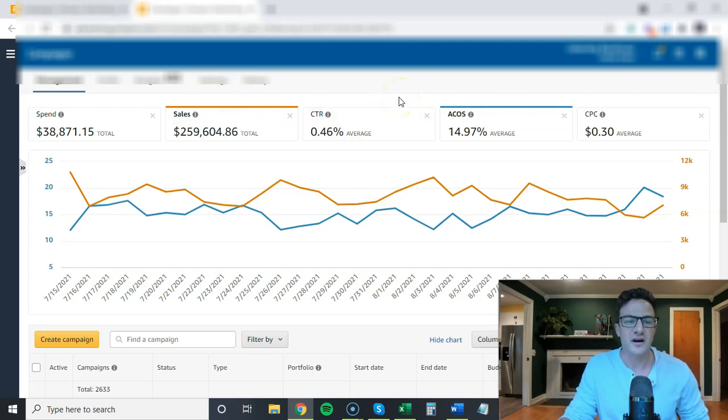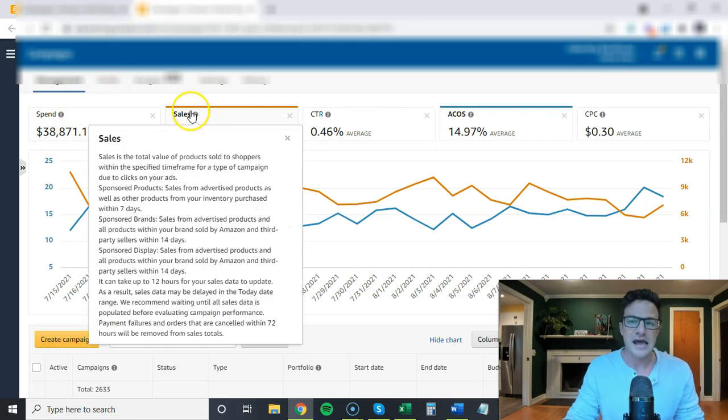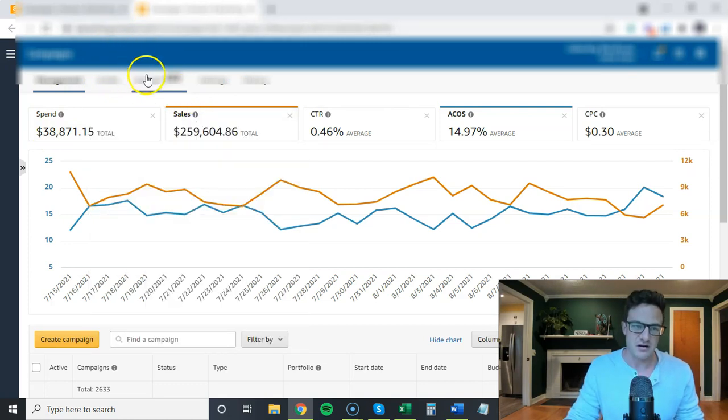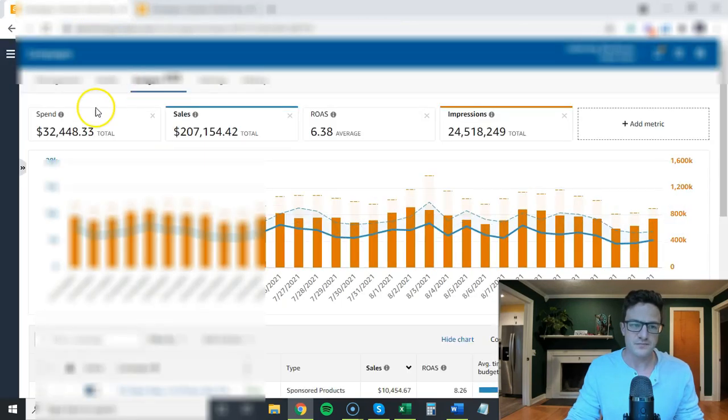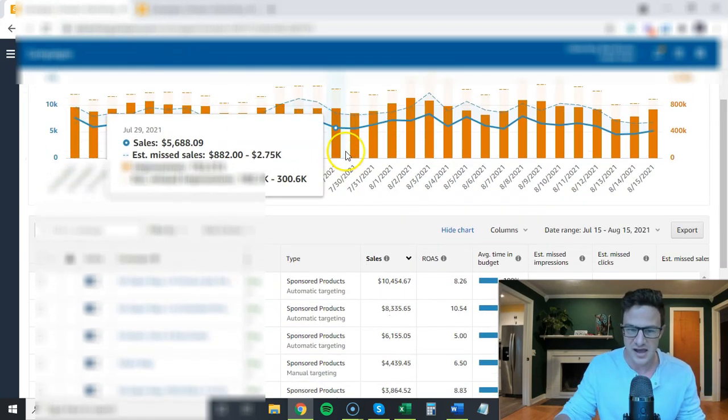So first of all, I have all of my campaigns up here for 30 days. You can see I have about 39K in spend, 260 in sales, right? If I open this budgets tab here, I have 32K in spend and I lost some of the sales. Because I hope you guys know this budgets tab is only for sponsored products. That's why it's still in beta, because it's easier for them to do stuff with sponsored products. This is only for sponsored products, okay?